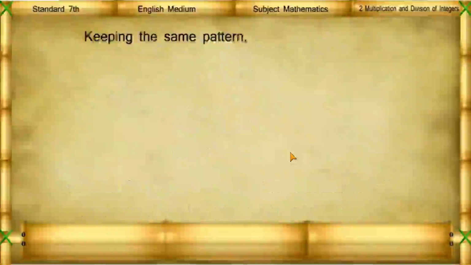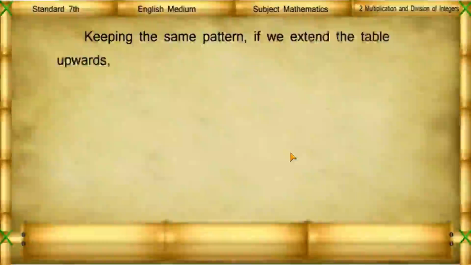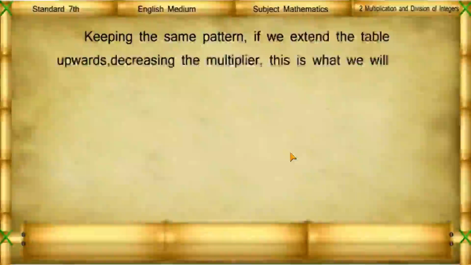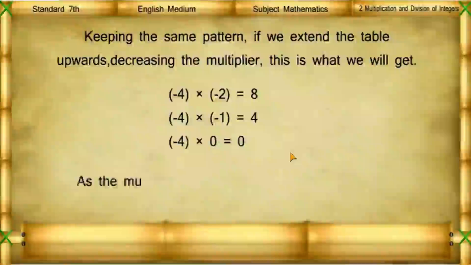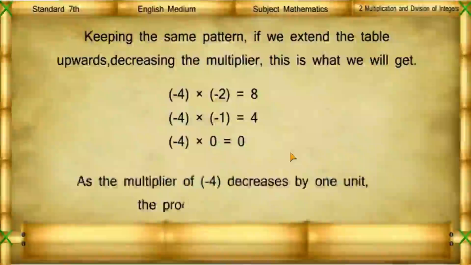Keeping the same pattern, if we extend the table upwards, decreasing the multiplier, this is what we will get. Minus 4 into minus 2 is equal to 8. Minus 4 into minus 1 is equal to 4. Minus 4 into 0 is equal to 0. As the multiplier of minus 4 decreases by 1 unit, the product increases by 4.